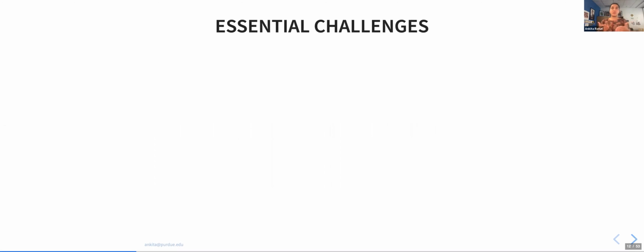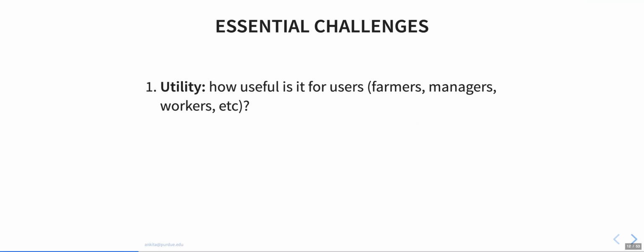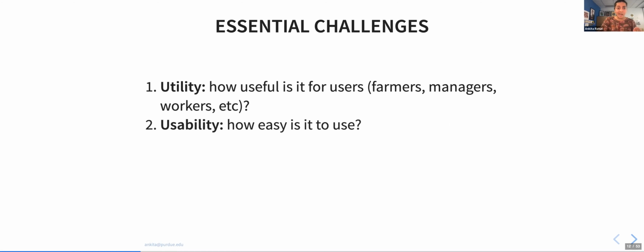But in my work, I really focus on these 5 essential challenges that I think serve as a litmus test for the potential of tech adoption. And so the first one is really thinking about utility. Are we actually building things that are useful for farmers, or are we just scratching an itch? The second challenge is really thinking about usability. How easy is it to use?